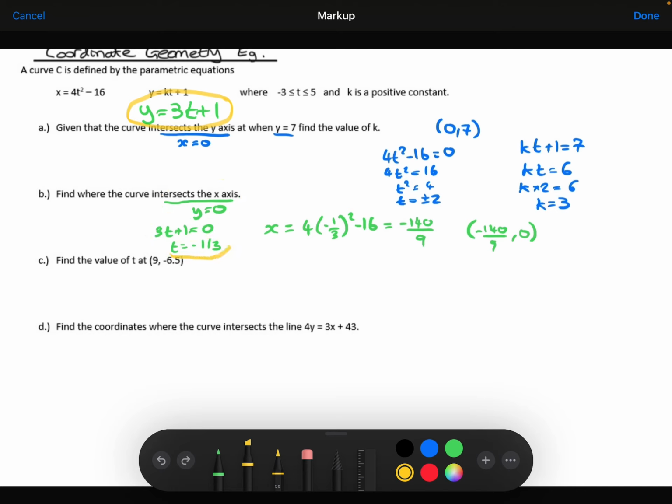I've then solved that equation to find that t is minus 1/3 at that point. And then I've just substituted that value of t into my x equation. So 4 times minus 1/3 squared minus 16 is minus 140 over 9. And so that is the x-coordinate when the y-coordinate is 0. So that's where the curve would intersect on the x-axis.